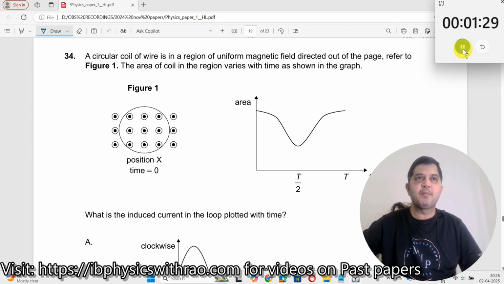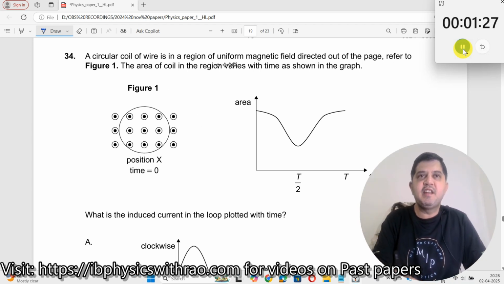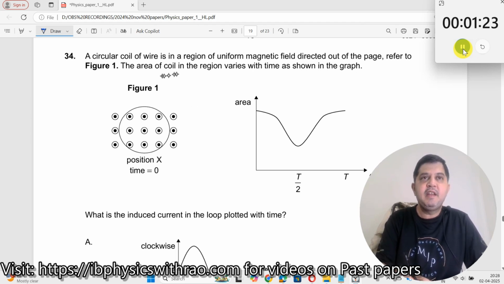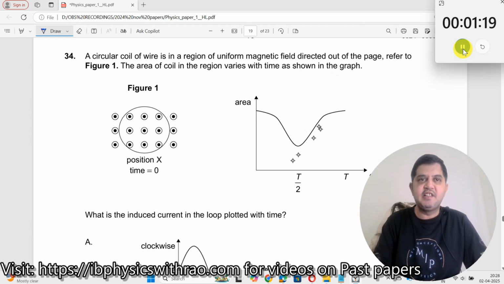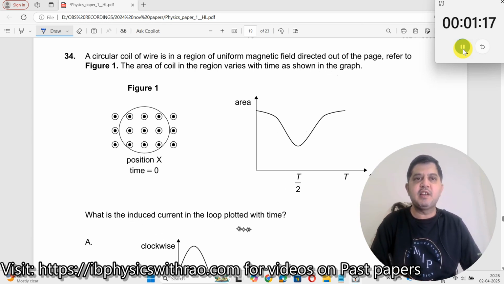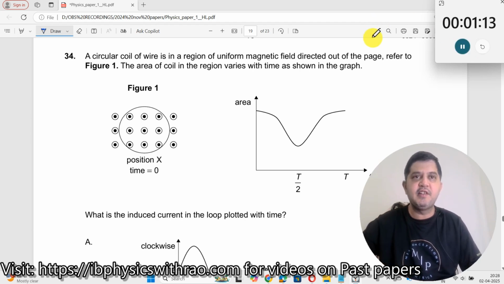Question number 34. A circular coil of wire is in the region of uniform magnetic field directed out of the page. The area of the coil in the region varies with time as shown in the figure. Okay, so area is changing like this. What is the induced current in the loop plotted with time? He is asking you to find out what the induced current is.